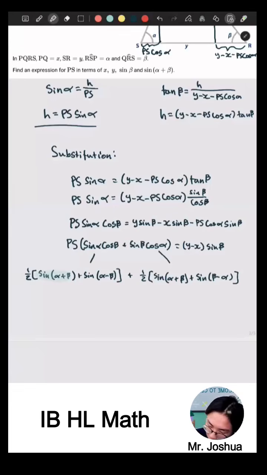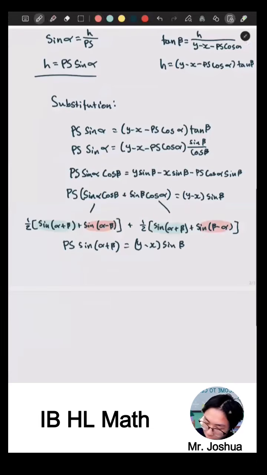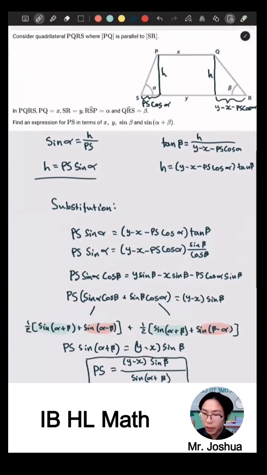From this, we know that sine alpha plus beta, we have two halves of them, so that can be combined into just a sine alpha plus beta. And we know that sine of alpha minus beta and sine of beta minus alpha are negatives of each other, so they cancel out. So we're left with PS sine alpha plus beta equal to Y minus X sine beta. From here, we can finally solve for PS. PS is equal to Y minus X sine beta all over sine alpha plus beta. And this is our final answer, so we can box it up. And this is how we get our answer to finding PS for our quadrilateral.